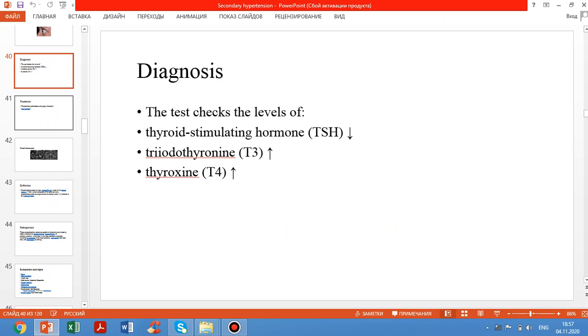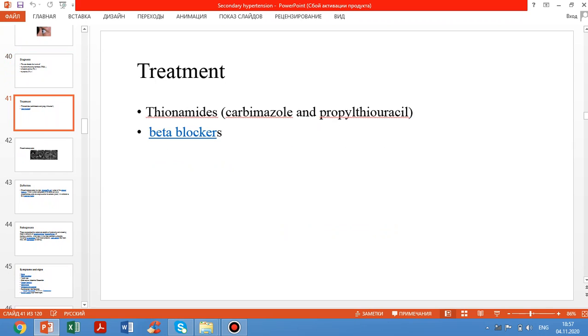Diagnosis: the test checks the level of thyroid-stimulating hormone, which is decreased, thyrotropin elevated, thyroxine elevated. Treatment: thionamides and beta blockers.